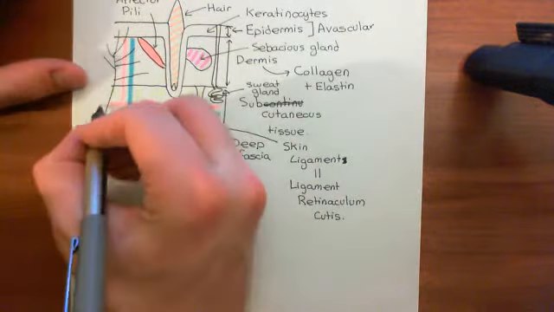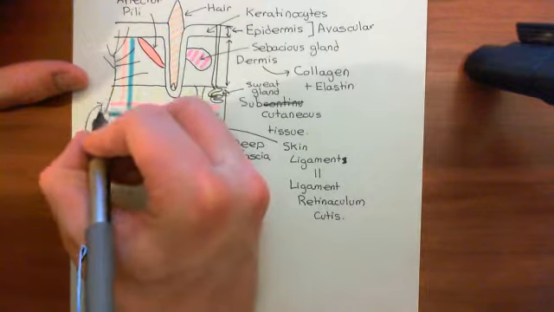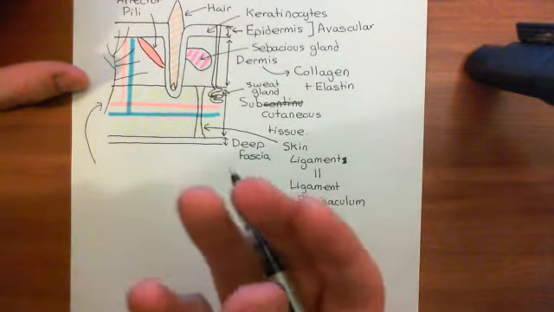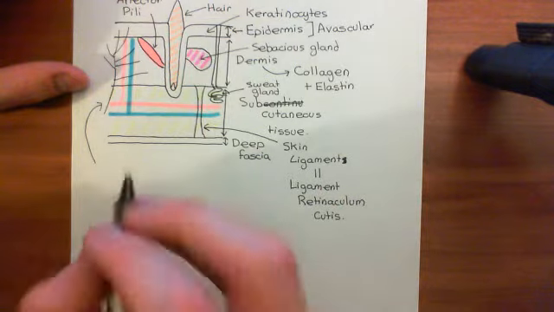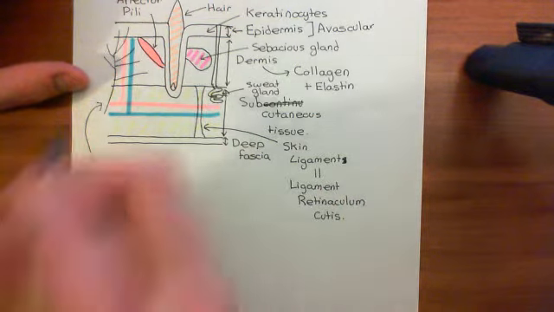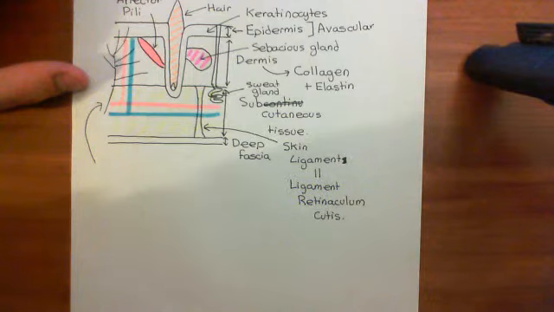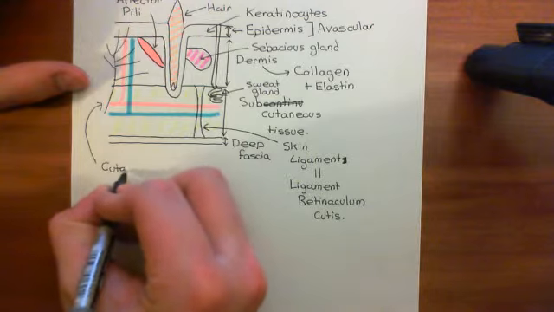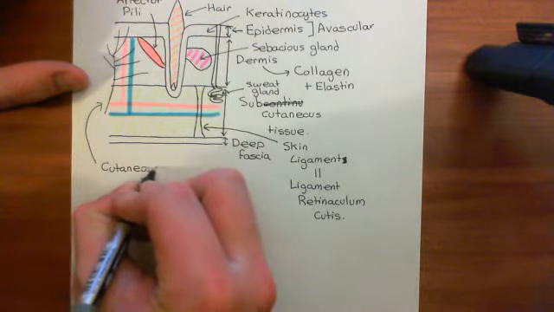Not all cutaneous nerves will be nociceptors. There are cutaneous nerves that aren't nociceptors, but we're specifically interested in cutaneous nociceptors. So we'll suppose that this is a nociceptor. It's a neuron which is specifically going to detect noxious stimuli and fire in response to those noxious stimuli. So let's say this is a cutaneous nociceptor.